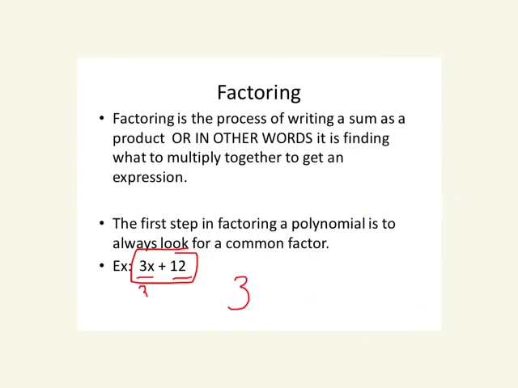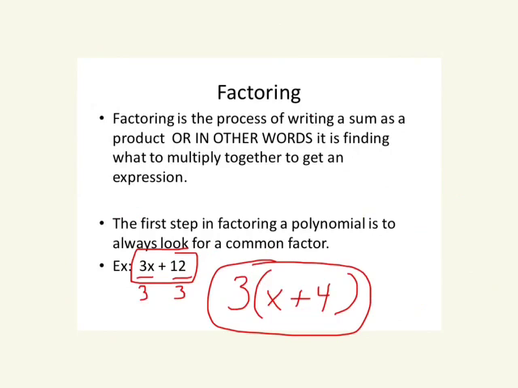So I look at the two terms, and 3 is a common factor. And so I have to divide both terms by 3, and whatever's left is what's going to go on the inside. Well, 3x divided by 3 is x, and 12 divided by 3 is 4. So then my answer is this. This is now in factored form. I have 3 times this binomial. And now that's written as a product. This was a sum, because it's a sum of two terms. Now it's a product.